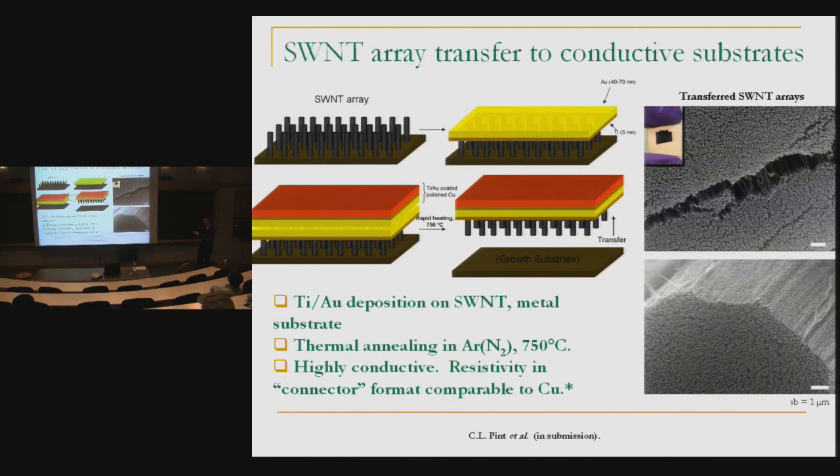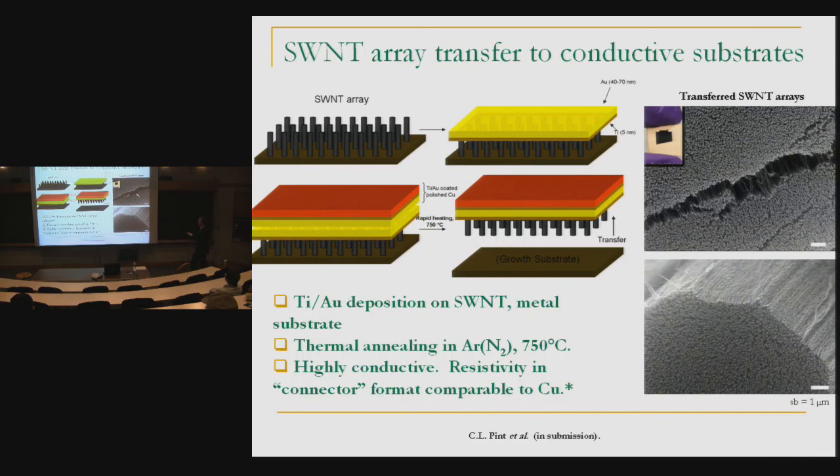And so this is actually what I decided on. I would take the single wall carbon nanotube array, simply deposit a thin layer of titanium, which is an adhesion layer, and then I deposit a thicker layer of gold between 40 and 70 nanometers. And then I take my conductive substrate, as you can see here, and do the same thing. Deposit the titanium gold layer on that as well. And then I put it inside of a furnace with argon flowing in the background and heat it to about 750 degrees C. What happens is that this gold layer sinters together, and that forms a really good electrical and actually ohmic interface between the nanotubes and the copper in this case.